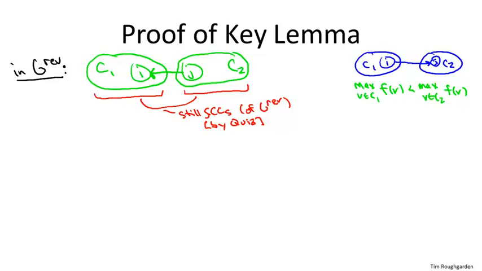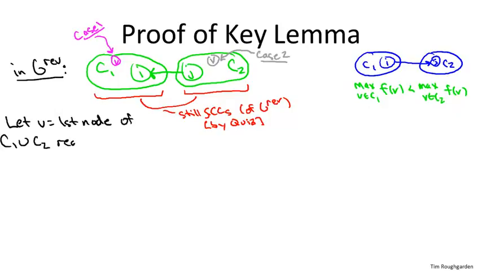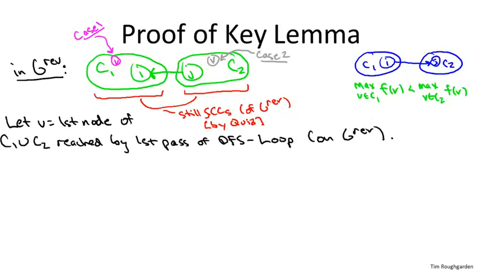So now we're going to have two cases in this proof, and the cases correspond to where we first encounter a node of C1 union C2. Now remember, when we do this DFS loop, this second pass, because we have this outer for loop that iterates over all of the nodes, we're guaranteed to explore every single node of the graph at some point. So in particular, we're going to explore at some point every single node in C1 union C2. What I want you to do is pause the algorithm when it, for the first time, explores some node that's in either C1 or C2.